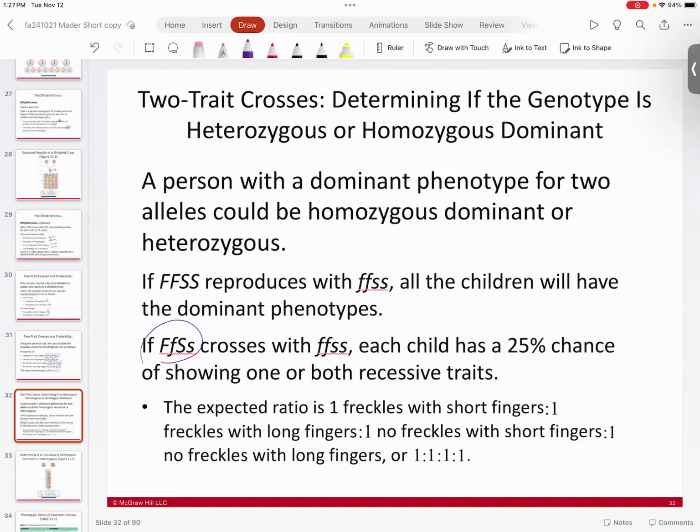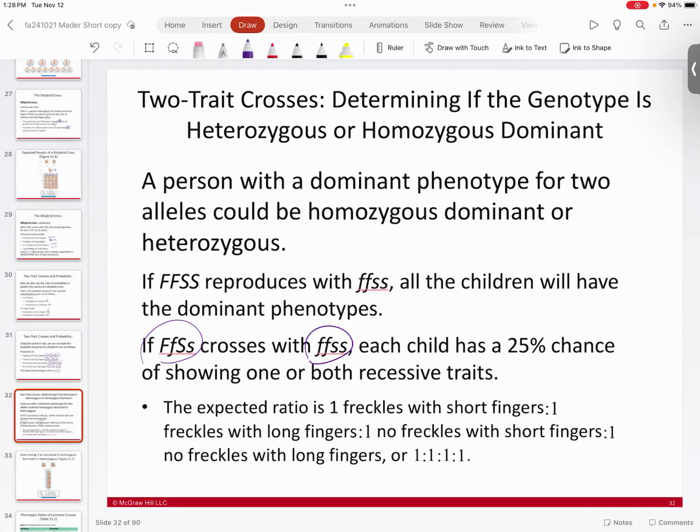Now, if this heterozygous child crosses with a homozygous recessive, then there is a 25% chance of showing one or both recessive traits. Remember, the two don't have an effect on each other, they're independent from each other. And so ultimately, when you take a look at this, the resulting expectation is to have kind of 1 to 1 to 1 to 1. So essentially, you have a 25% chance for all of them.